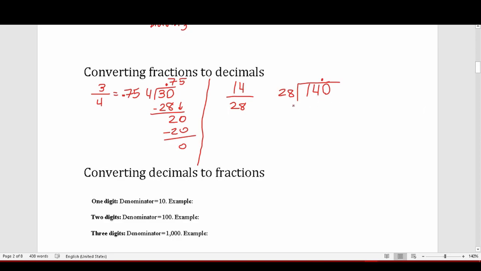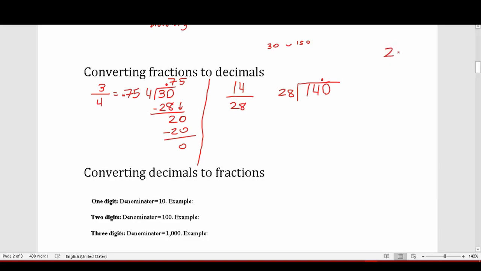Now let's think about this. A big part of the ASVAB is being able to use little shortcuts to estimate your answers. Let's say I made this 30 instead of 28, and I wanted to see how close I could get to 140 without going over. 30 times 5 would be 150. So let's go ahead and see if 28 times 5 will get us 140.